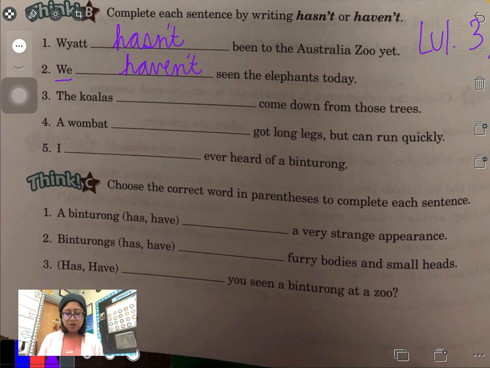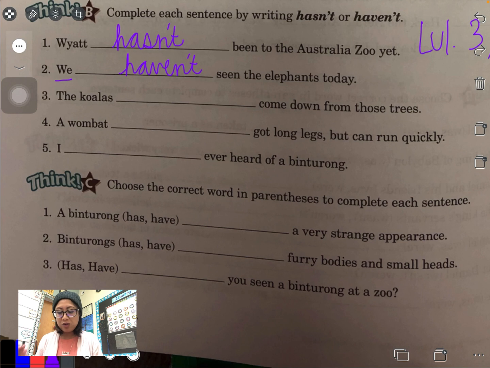Ooh, last one. So we don't have to circle anything here. We'll rewrite them in the blanks. Choose the correct word in parentheses to complete each sentence. Oh. A binturong. Ooh, I wonder what binturongs are. It doesn't even indicate because I'm looking at 1, 2, and 3, and they give rarely any clues of what a binturong is. It has fur and a small head. Oh, I can't wait to Google this and see what a binturong is.